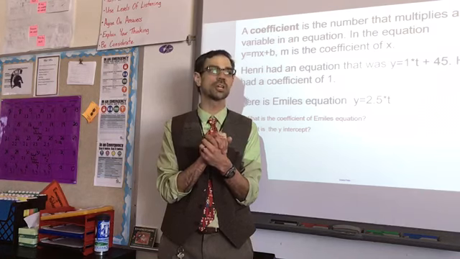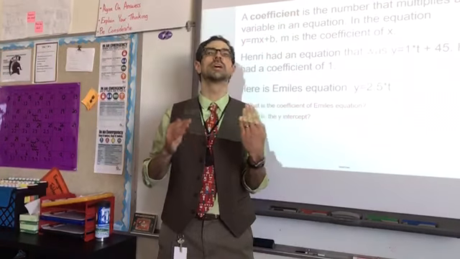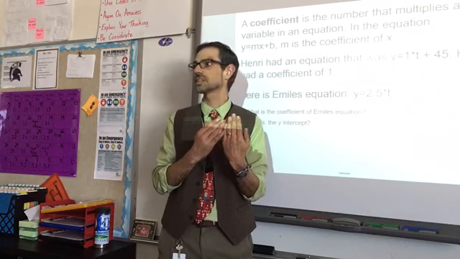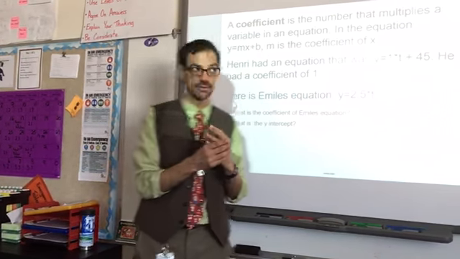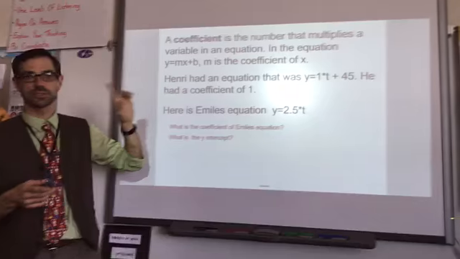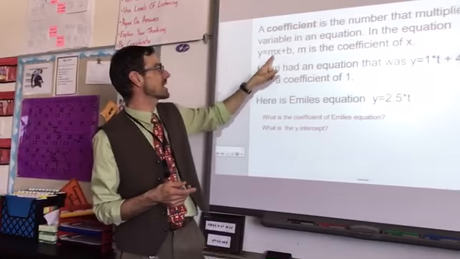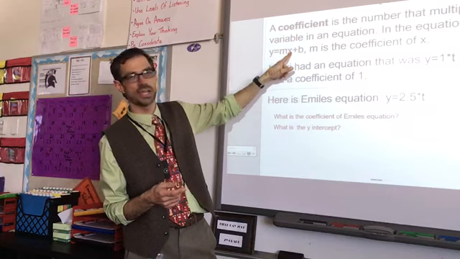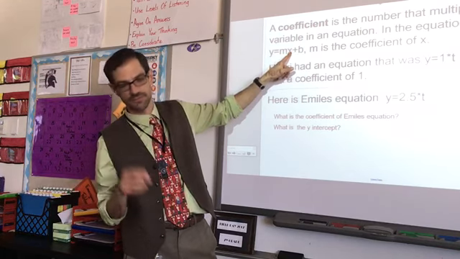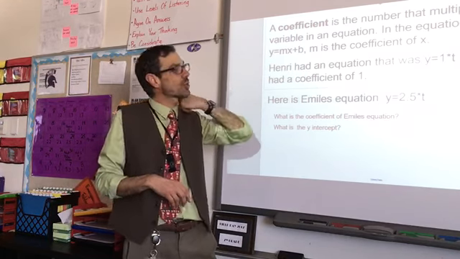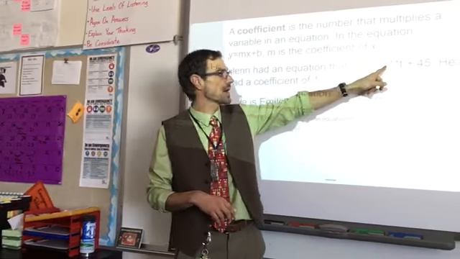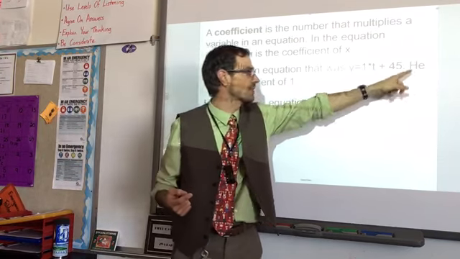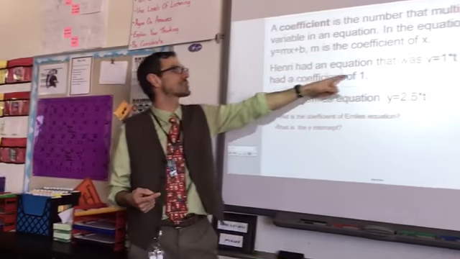And when you get into algebra, you're going to have a lot of variables, and you will have a lot of coefficients. Okay? This is pre-algebra. So Henry, pay attention here. The m is the coefficient, because it's being multiplied into this independent variable x. Henry had an equation that was y equals his rate, which was 1, times t plus 45. He had a coefficient of 1.